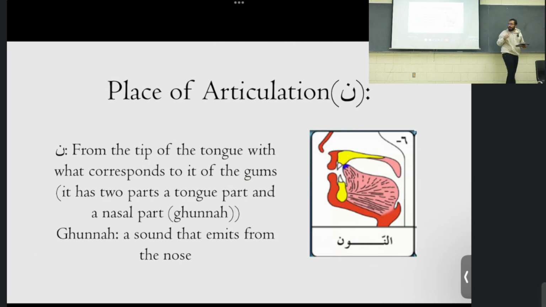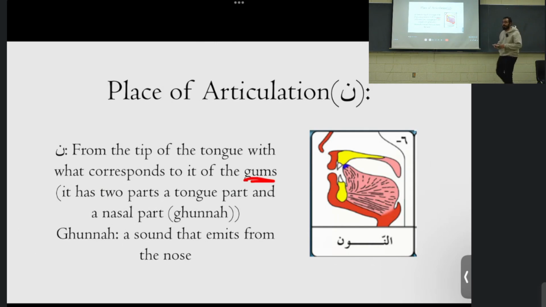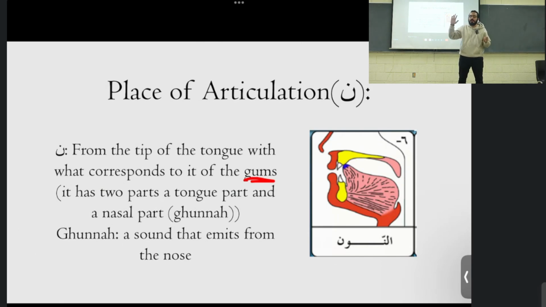Very good. The noon. The noon is very simple. From the tip of the tongue, with what? With the gums of the central incisors, or with the gums corresponding to it. I think that's the proper word to say it.